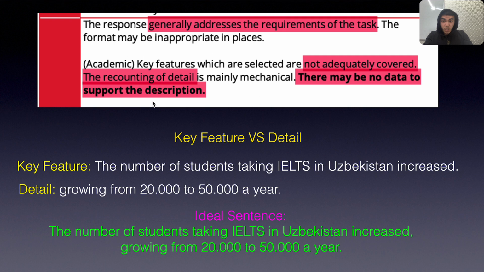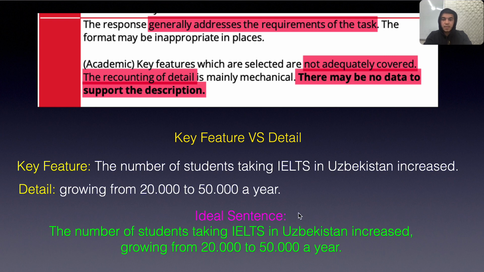So you have the description, which is your key feature, right? This is the description. But there may be no data to support the description. And this is your data. Your detail is basically your data. You need to make sure you include data to support the description if you want to get higher than a band 5.